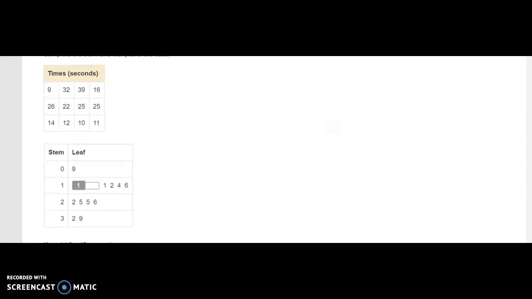Basically what we're doing is plotting in data. The stem over here is for our tens column, and the ones over here, our leaf, are the ones. So 0 and 9 would be 0 tens and 9 ones.